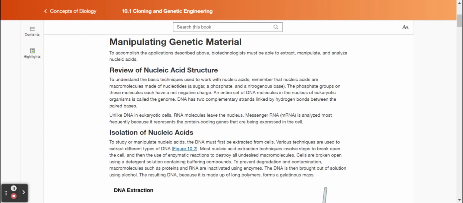An entire set of DNA molecules in the nucleus of eukaryotic organisms is called the genome. DNA has two complementary strands linked by hydrogen bonds between the paired bases. Unlike DNA in eukaryotic cells, RNA molecules leave the nucleus. Messenger RNA, or mRNA, is analyzed most frequently because it represents the protein coding genes that are being expressed in the cell.